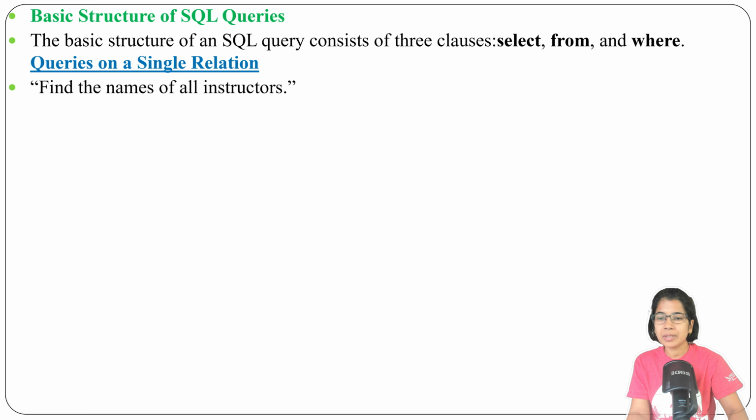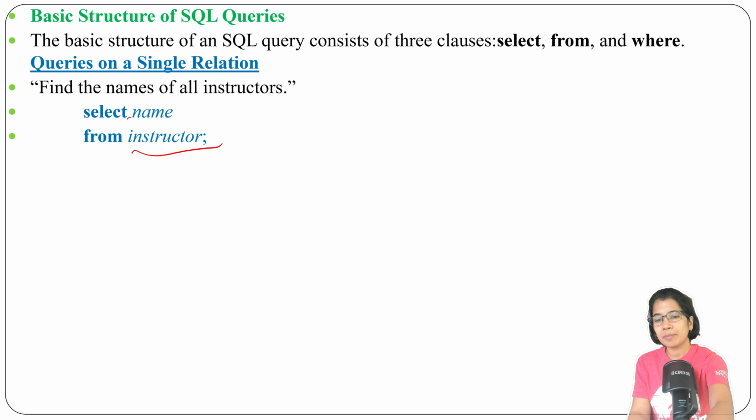Let's see some examples. Find the names of all instructors from the instructor table. We'll write select name from instructor. Instructor is the relation name and name is the attribute that we want to get. Here we don't need to write the where. Whenever there is any condition we can use the where. We can simply write select attribute name from table name. That's it. It will give all the instructor names from the instructor table.